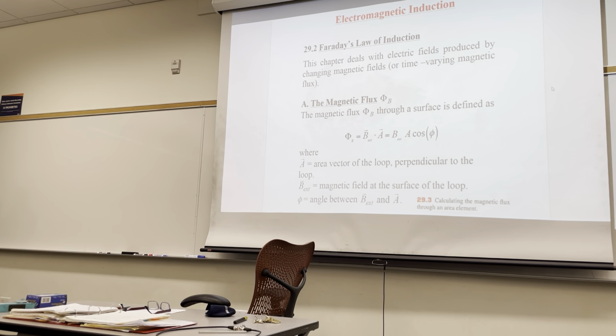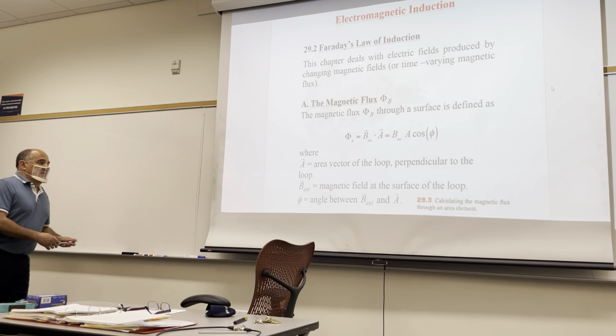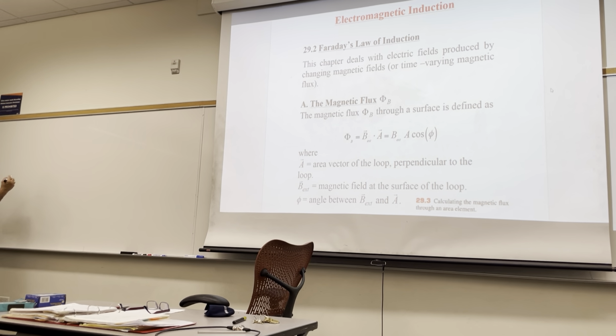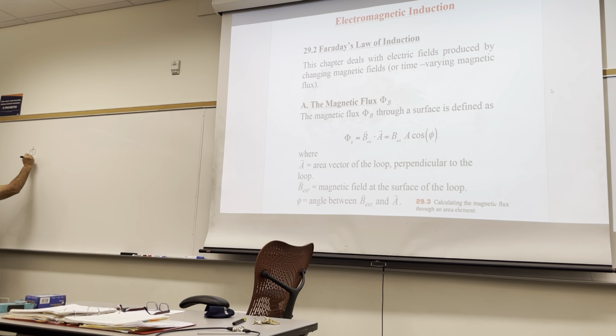We wrote magnetic flux as Φ_B. So this means magnetic flux. The B means magnetic.